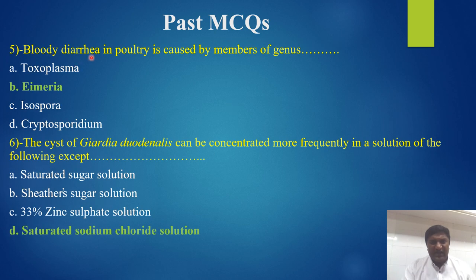So the bloody diarrhea in poultry is caused by members of genus dash. It is very important MCQs. Toxoplasma, Eimeria, Isospora, Cryptosporidium. So the Eimeria is the best answer for this MCQs. Next is the cyst of Giardia duodenalis can be concentrated more frequently in a solution of following except: saturated sugar solution, Sheather's sugar solution, 33% zinc sulfate solution, saturated sodium chloride solution. So this one is the answer for this MCQs.